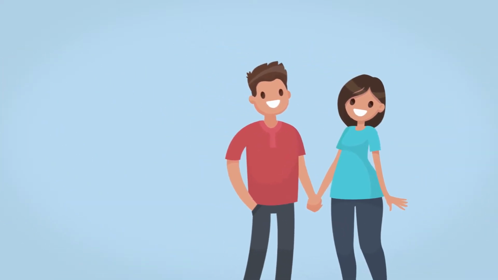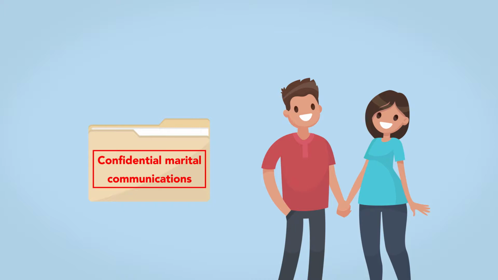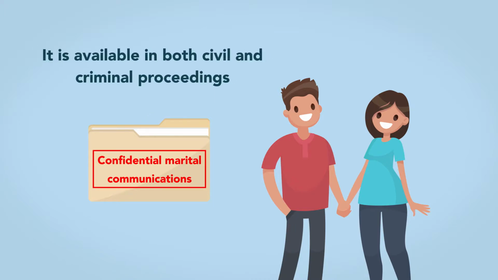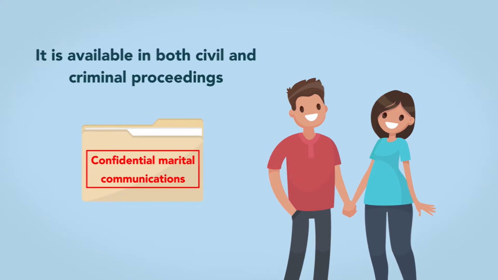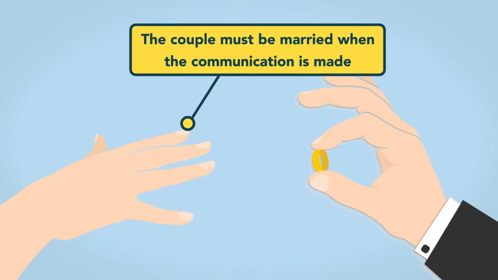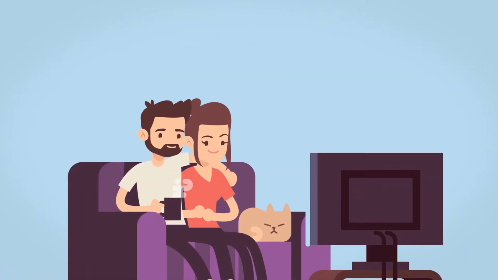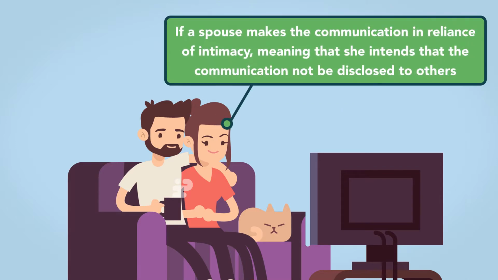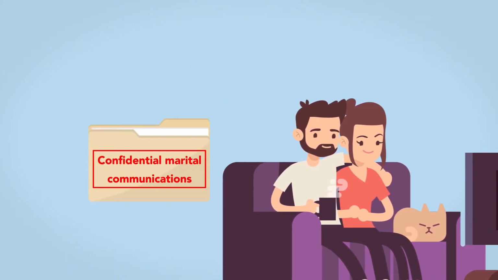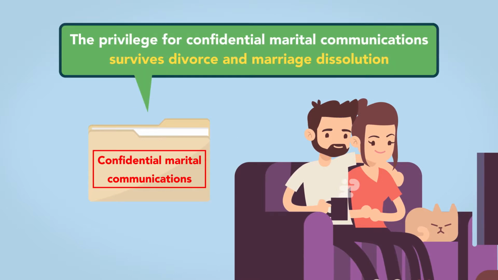Another privilege protects confidential marital communications, and it's available in both civil and criminal proceedings. For it to apply, the couple must be married when the communication is made. Any form of expression or conduct is protected by the privilege if a spouse makes the communication in reliance on intimacy, meaning that she intends that the communication not be disclosed to others. Unlike the first spousal privilege, the privilege for confidential marital communications survives divorce and marriage dissolution.